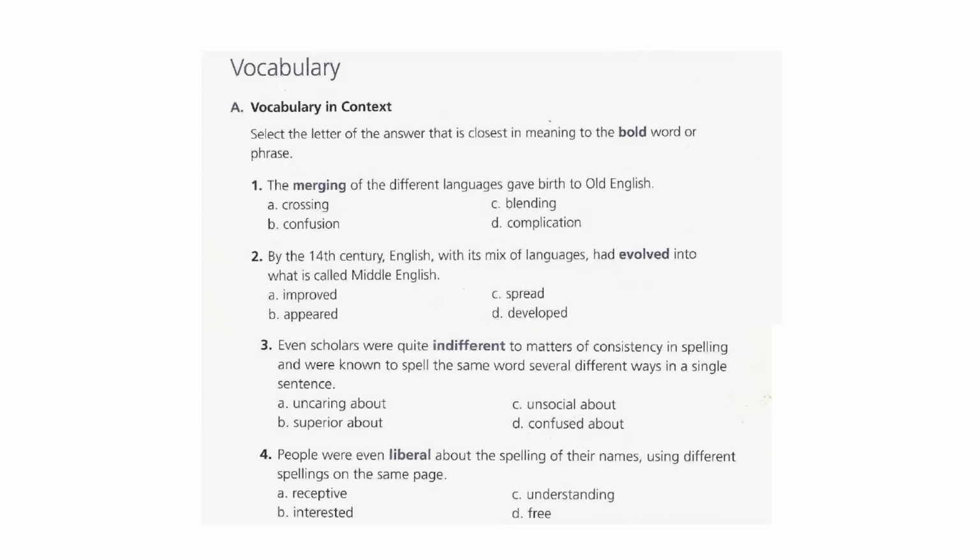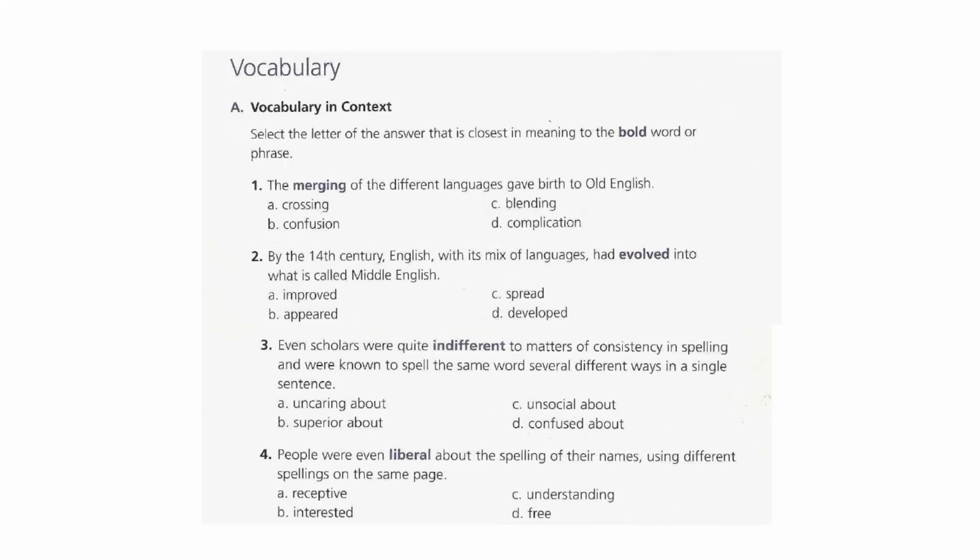Three, even scholars were quite indifferent to matters of consistency in spelling and were known to spell the same word several different ways in a single sentence. Your options are uncaring about, superior about. Actually, a person can be both. I don't care about you and I'm superior to you. I want a divorce. And then next, unsocial and confused. Which one is the closest?